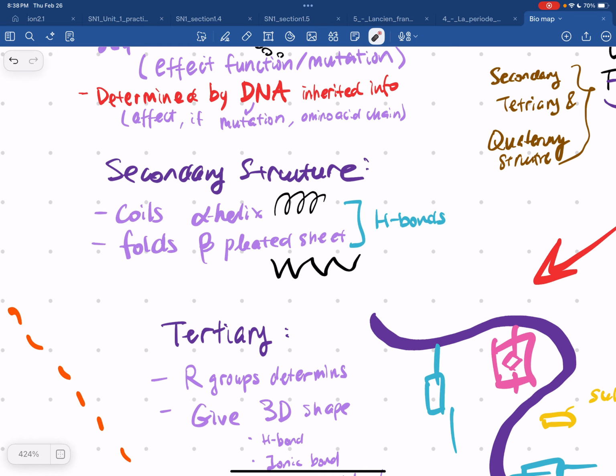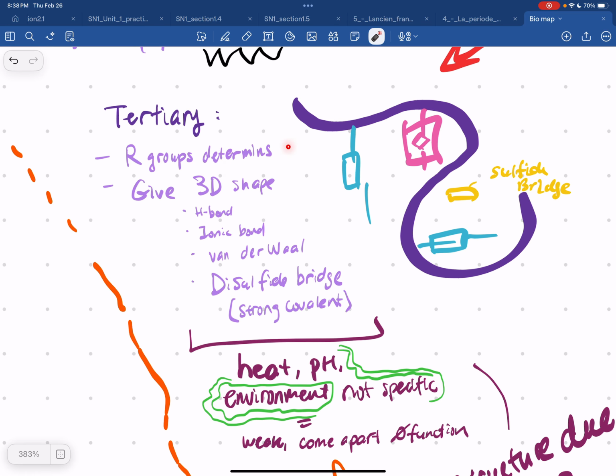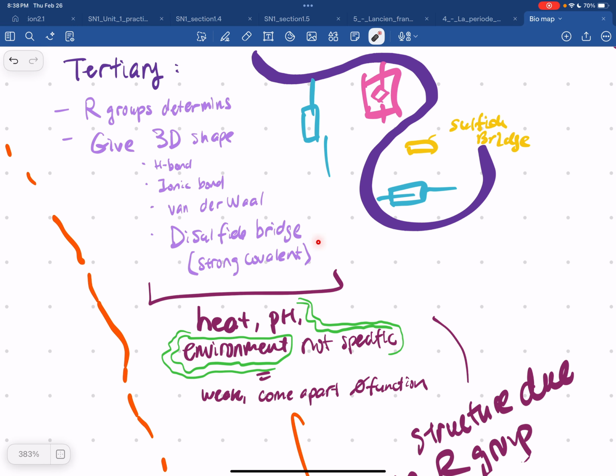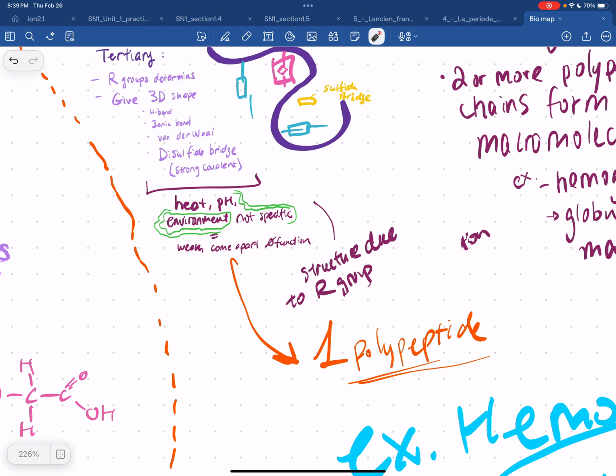And then there is another layer of structure called the tertiary structure, which is what determines the 3D shape, determined by R groups. H bond, ionic bond, van der Waals, disulfide bridge, very strong covalent bonds. There's the pH and the heat that can denature, or I should say, can break these. Then we can make them come apart and no longer function. So those are some factors that can denature proteins. And structures are due to R group, one polypeptide.